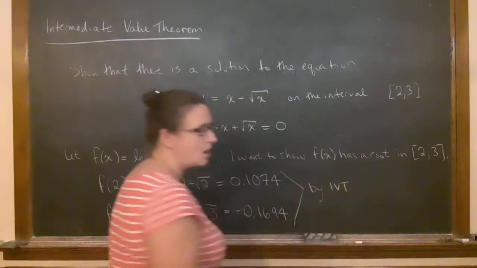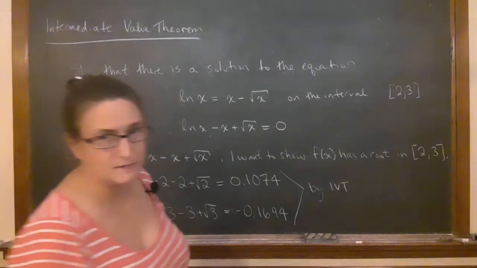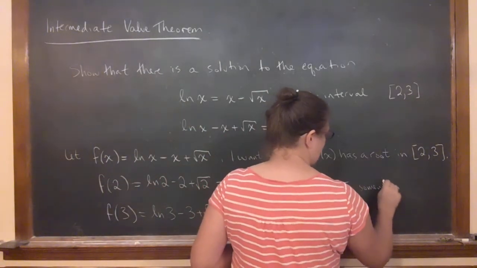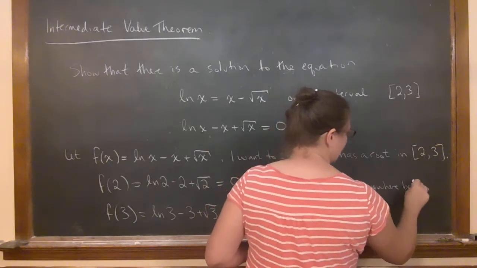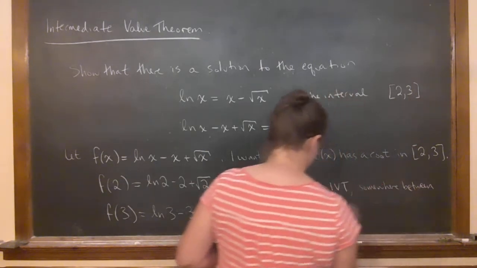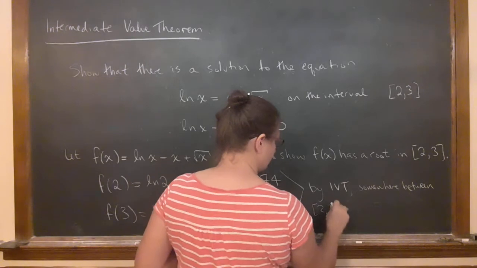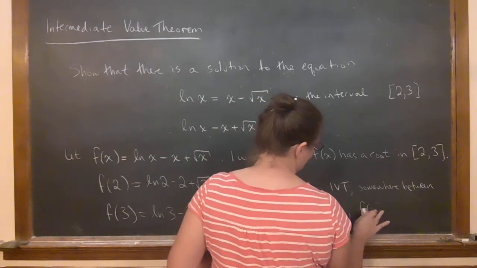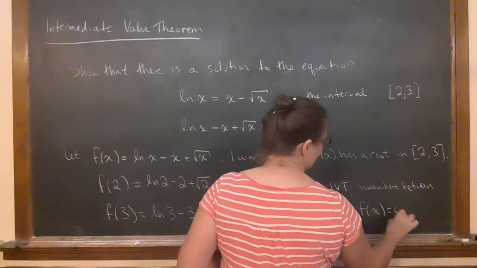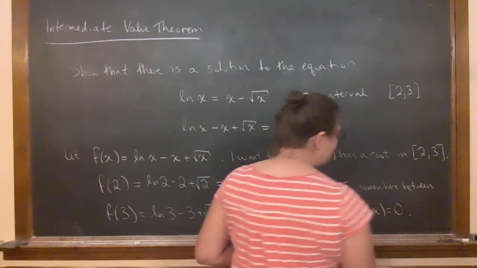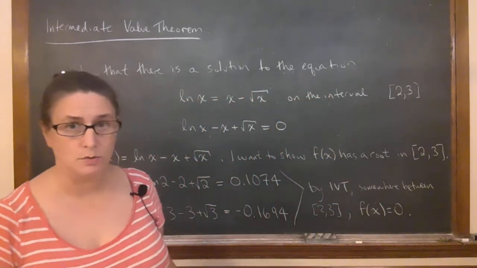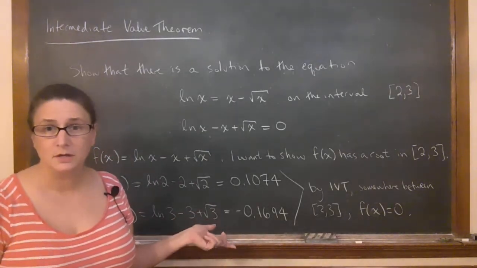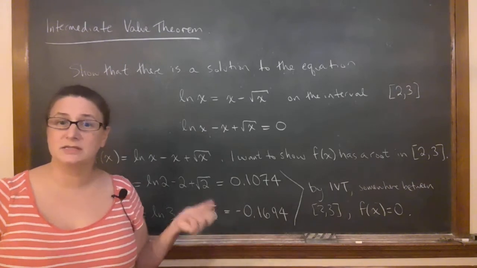You can always write IVT for intermediate value theorem, that's fine. Somewhere there is a c such that f of c, which is f of x, equals 0. And that's all that you need to do. Now, of course, this doesn't help you find the root. It just shows that the root exists.